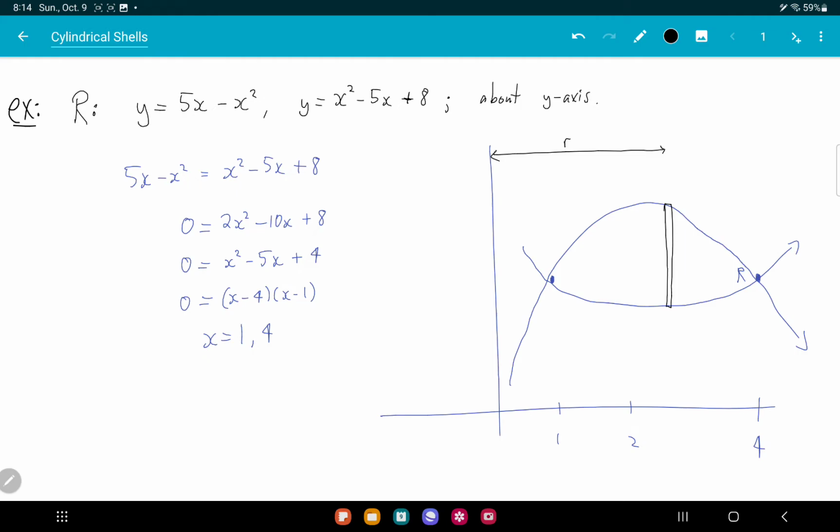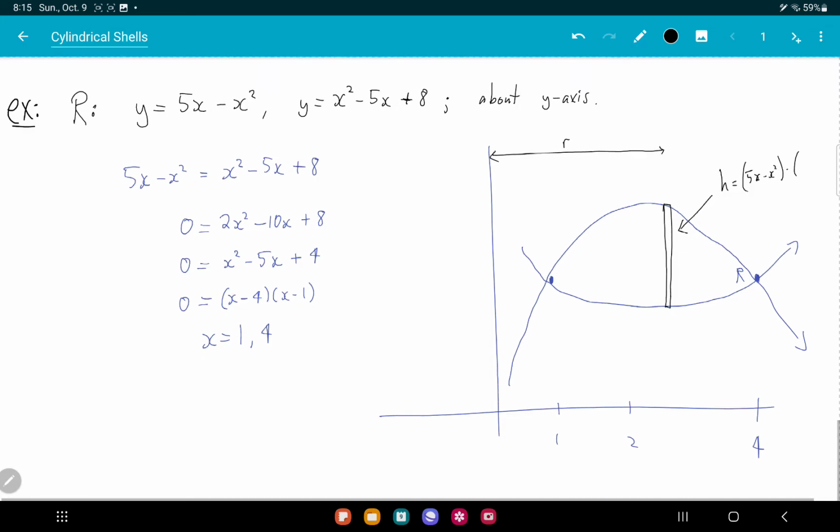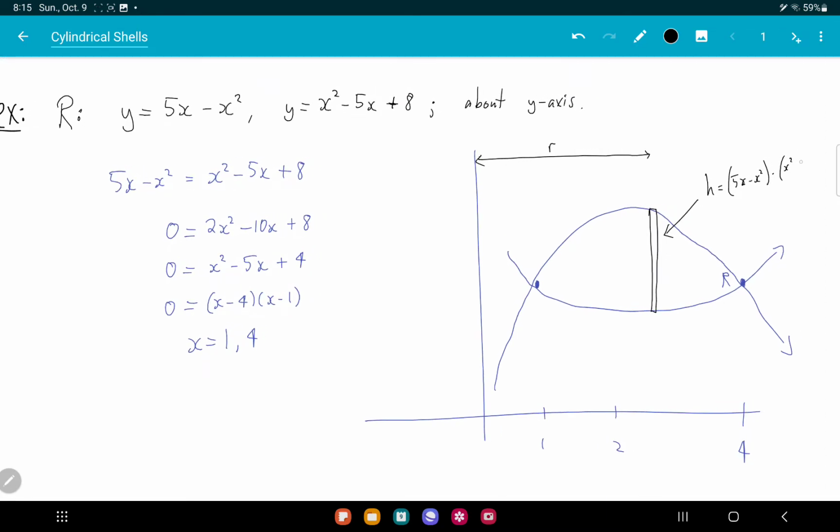Now the height of my rectangle is a bit different here. My height will be the difference between these two functions. So it's going to be the upper minus the lower. So what is the upper function? Well, the upper function is the guy who's going down, the guy facing down here, right? So that's this guy. He has the negative in front of the x squared. So the height is the difference. Here's going to be 5x minus x squared, upper function, minus the lower function, which is the other guy, x squared minus 5x plus 8.